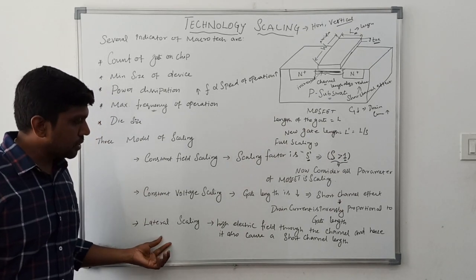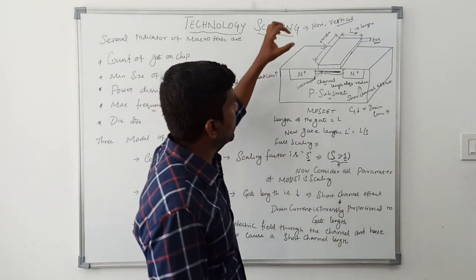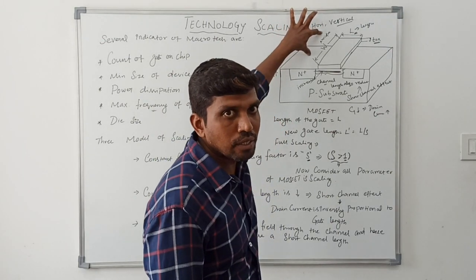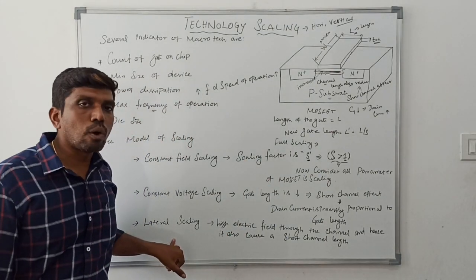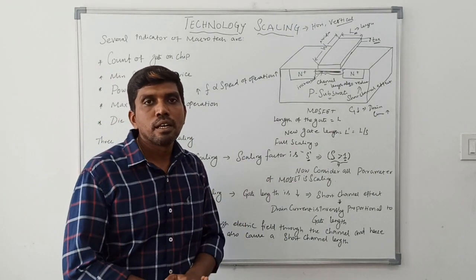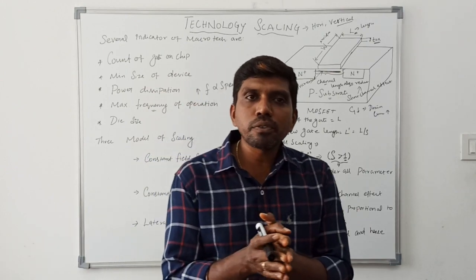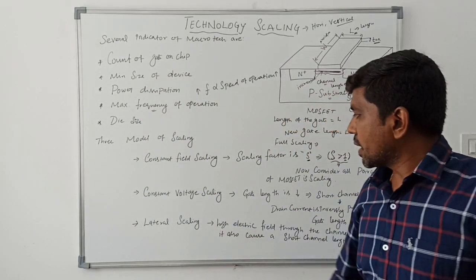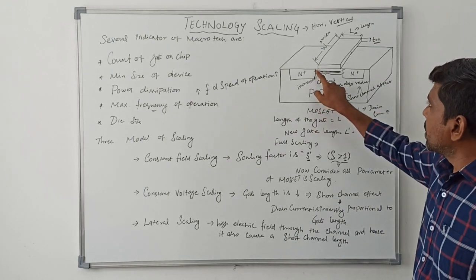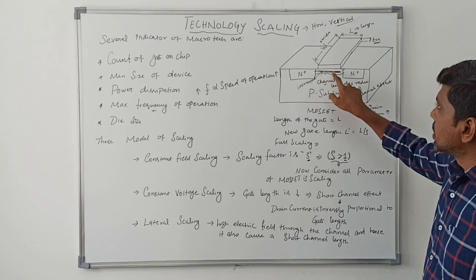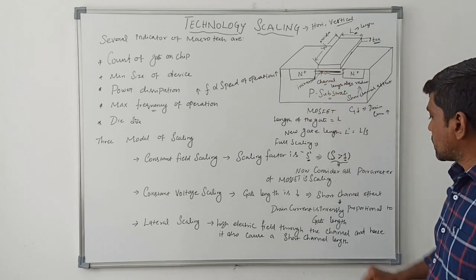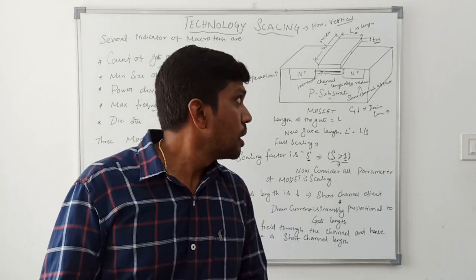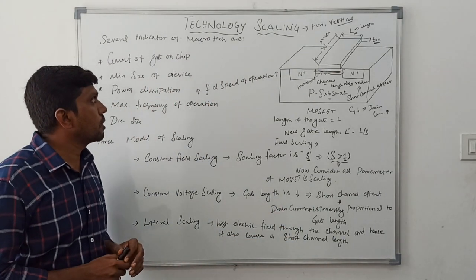Now come to lateral scaling. In lateral scaling, we only consider the width of the gate. This lateral scaling is commonly called gate shrinking scaling. This type of scaling is mainly used for specific applications. The drawback of lateral scaling is a high electric field through the channel, and hence it also causes a short channel effect. So this is the basic concept of technology scaling.